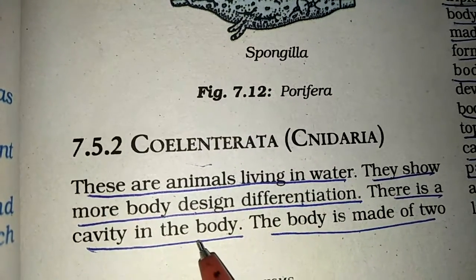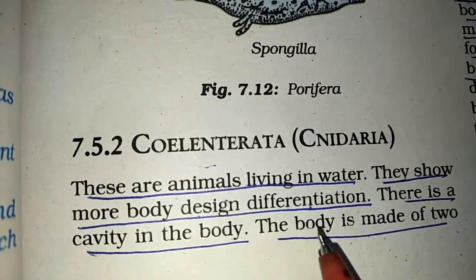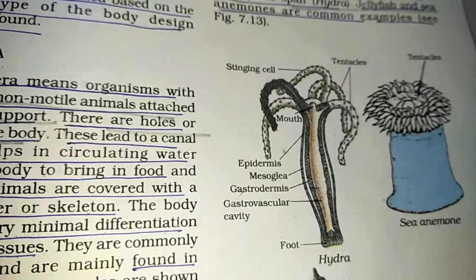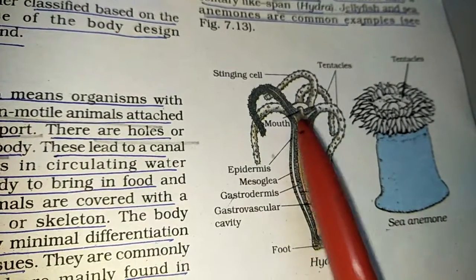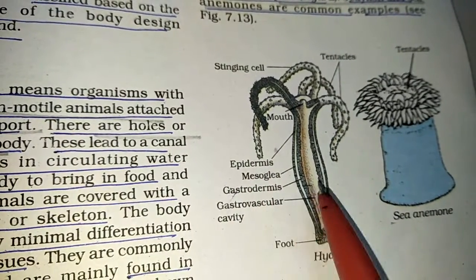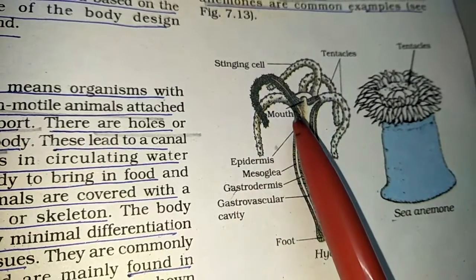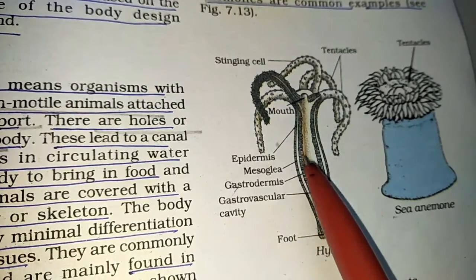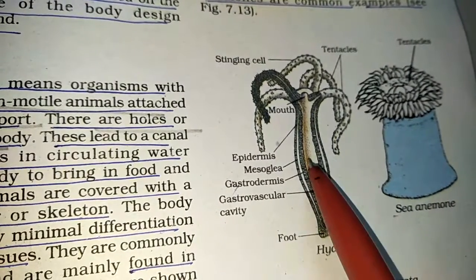There is a cavity in the body. It's not a proper cavity, but still, and the body is made up of two layers of cells. One layer makes the cells outside the body, and the other makes the inner lining of the body cavity. If you see, there are two examples given in your textbooks, Hydra and sea anemone. Now this Hydra is cut open and you can see here, this is the dermis, the outermost layer, and this is the gastrodermis, which is the innermost layer. The outermost layer produces the cells on the outer side of the body, while the innermost gastrodermis produces the cells inside the body. So two layers of cells here.